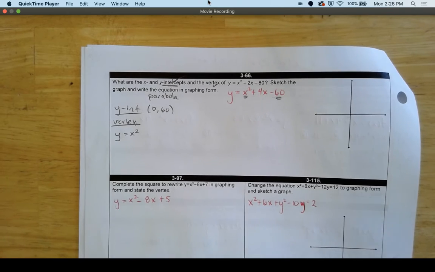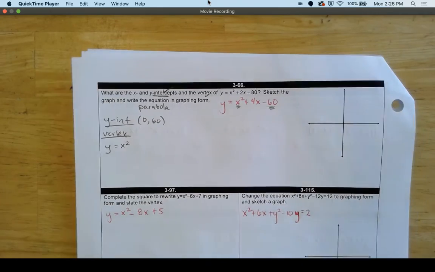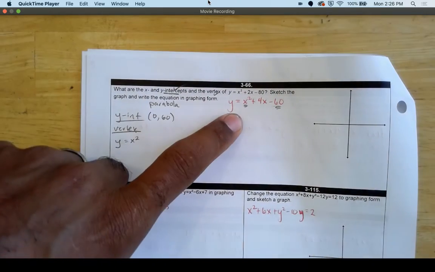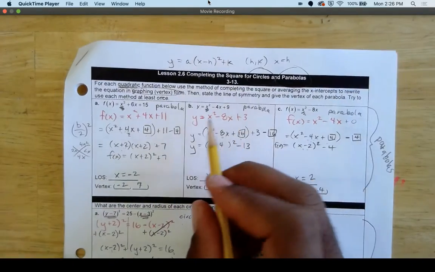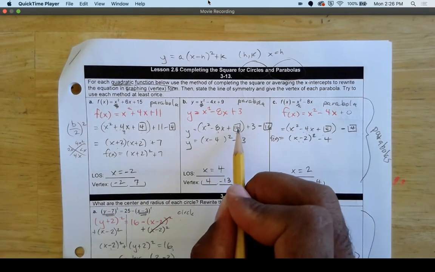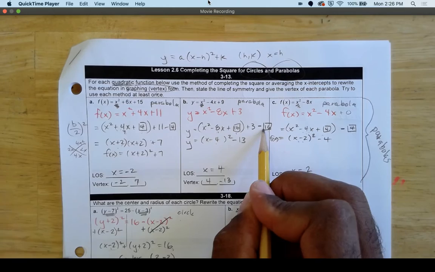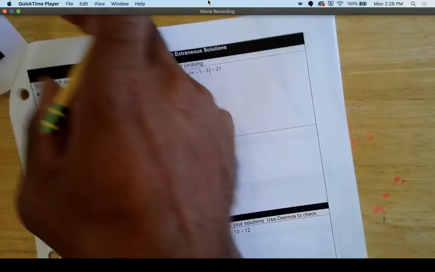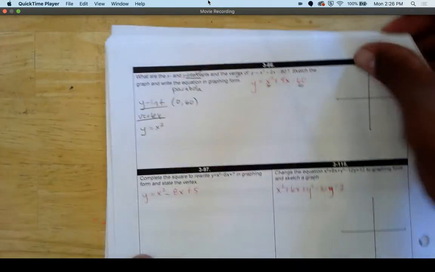Remember, it's a parabola. Sorry, that's going blurry a little bit there. Let me lock that. Focus. Sorry, guys. There we go.